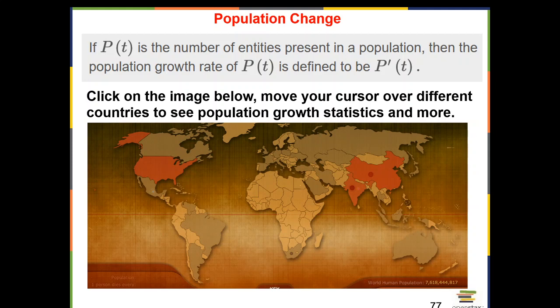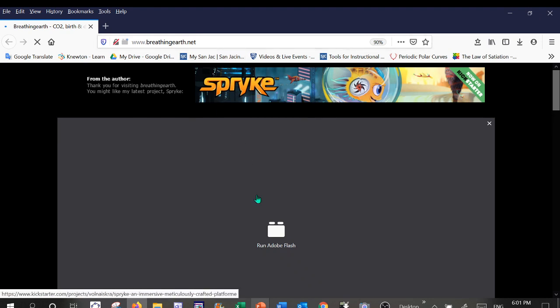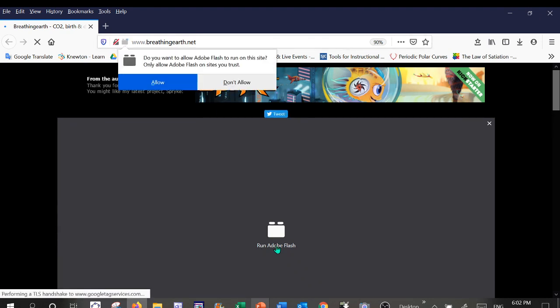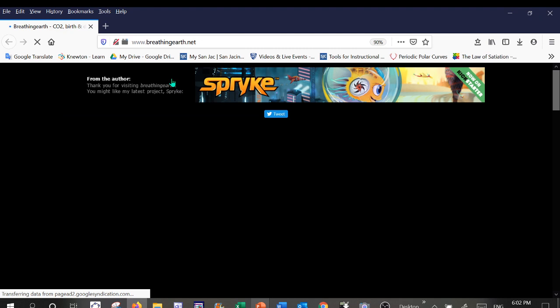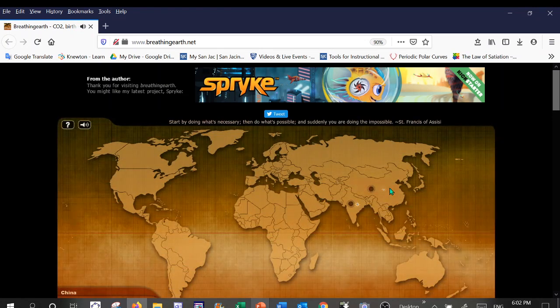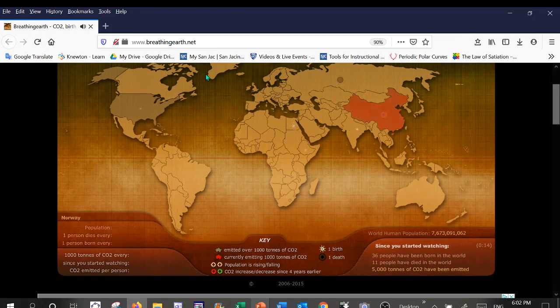All right, so let's apply calculus to some other applications. Here is a website that in the notes, if you click on it, you go to this website. It's called breathing-earth.net, and it's supposed to show up right now. Here you go. So basically, if you go over any country, at the bottom right here, you see the rate of increase of the population.